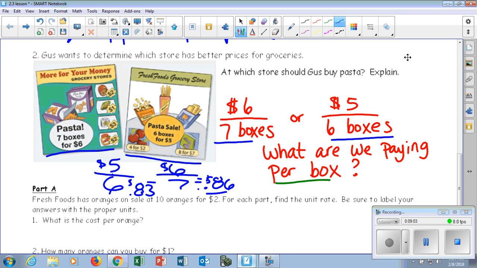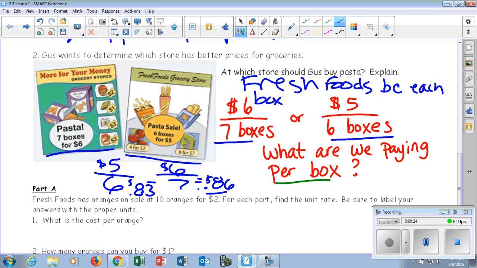Okay, so now that we know what each box costs, which one is cheaper, Lily? Fresh foods. Because each box is 83 cents. The other store is 86 cents per box.